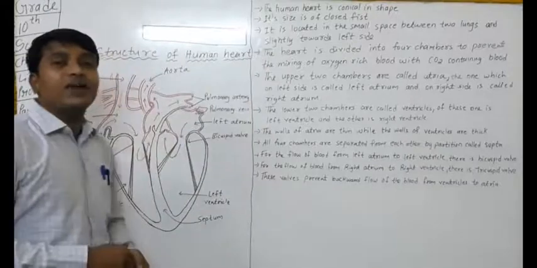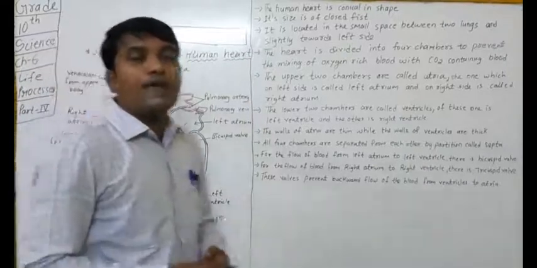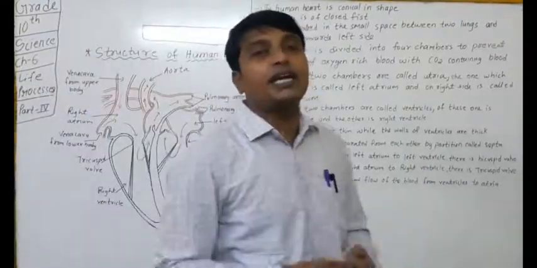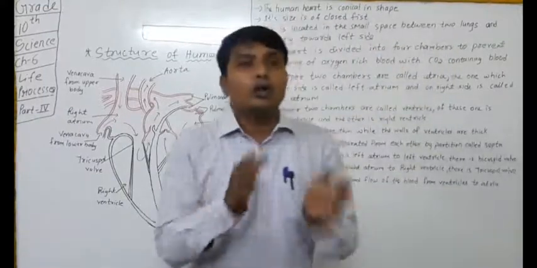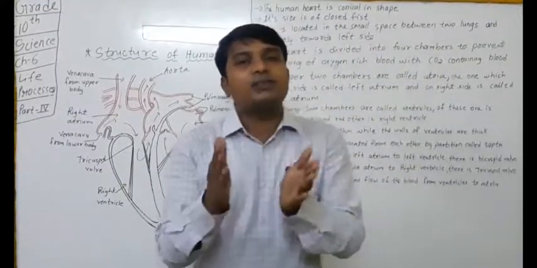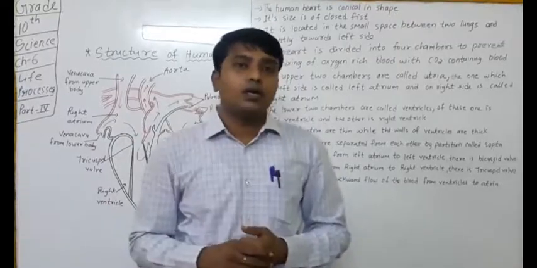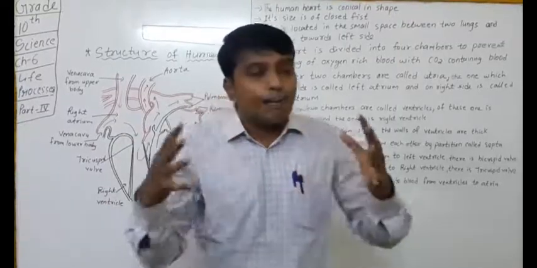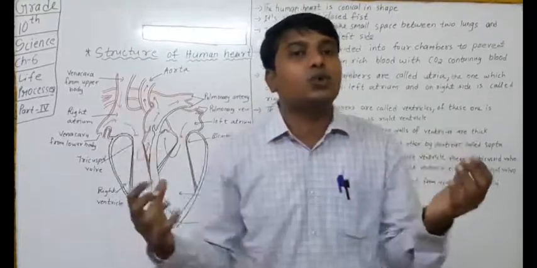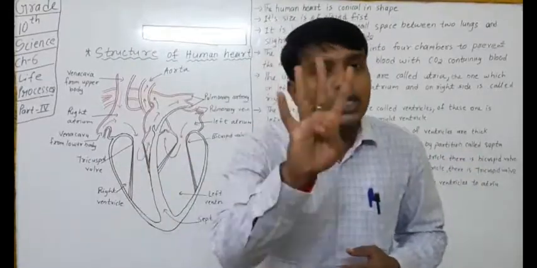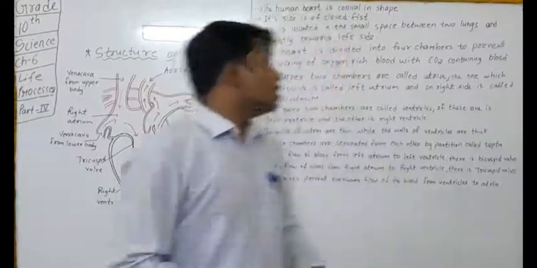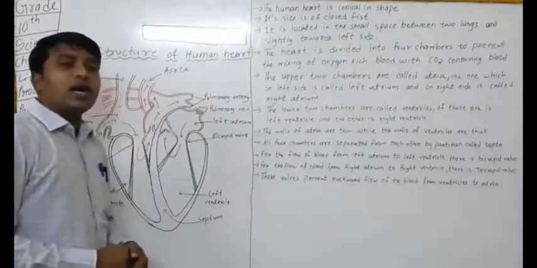Then the heart is divided into 4 chambers to prevent the mixing of oxygenated and deoxygenated blood, because the heart receives both oxygen-containing blood as well as CO2-containing blood. So in order to prevent the mixing of this O2 and CO2 blood with one another, our heart is divided into 4 chambers. The upper 2 chambers are called atria.